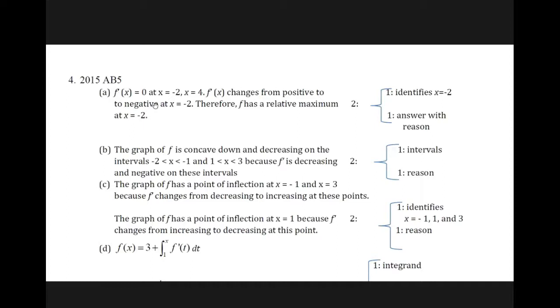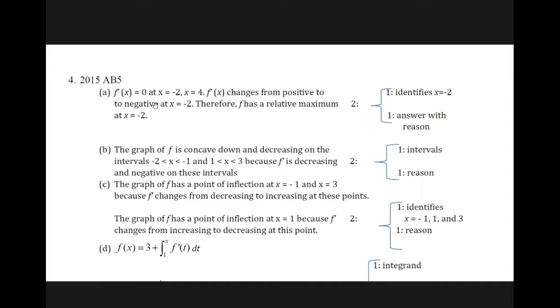In part B, it says the graph of f is concave down and decreasing when f prime is both decreasing and negative. So your reasoning is decreasing and negative, and then your intervals were -2 to -1 as well as 1 to 3.